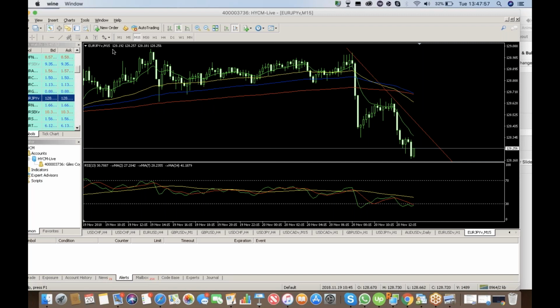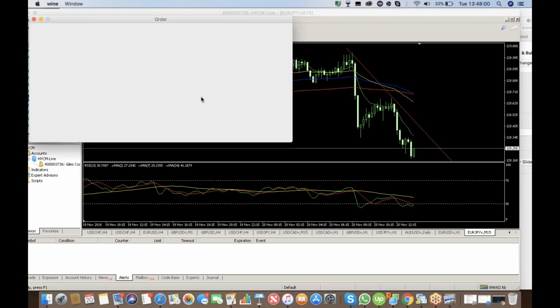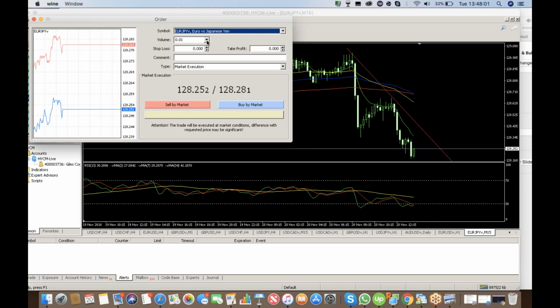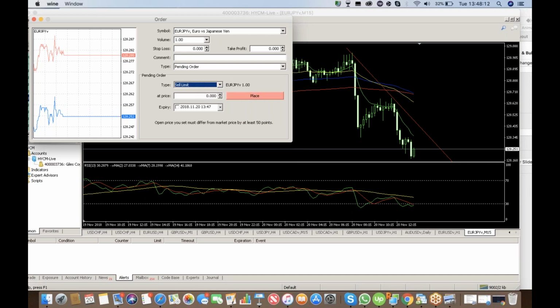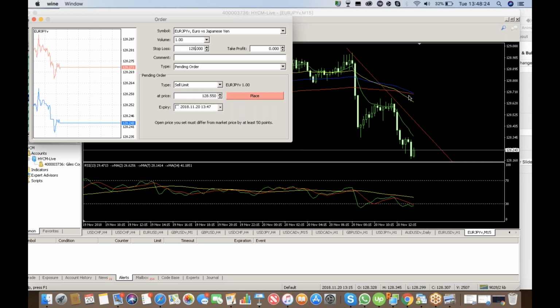So a sensible place to enter this trade, if we wanted to try to follow this trade, we would put in a pending order. We would do a sell limit. We put at 128.55, and we could put a tight stop loss in just above the collection of exponential moving averages at 128.75, and we can put a take profit in at 128.30.